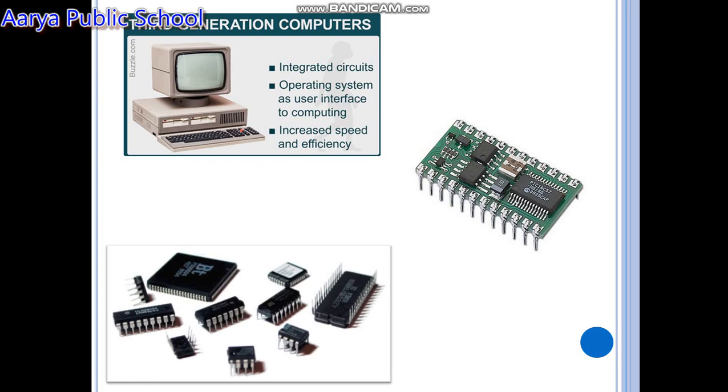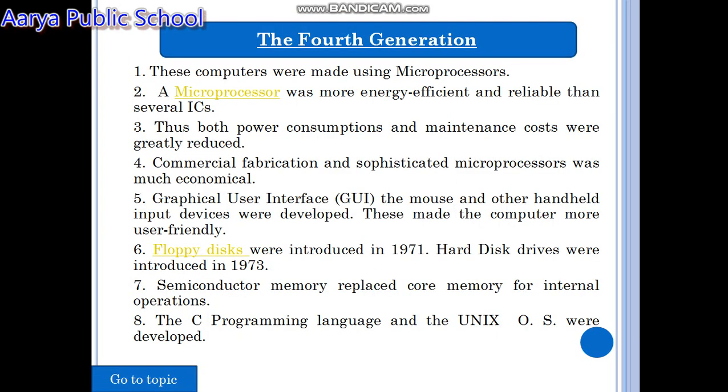Now we move to the next generation, that is the fourth generation. Dear students, you know the fourth generation period is 1971 to 1990. This computer was made using a microprocessor. Dear students, the microprocessor is the main innovation of this computer.